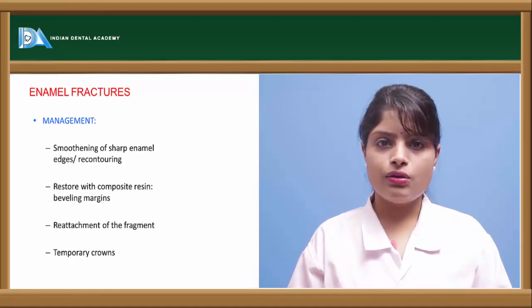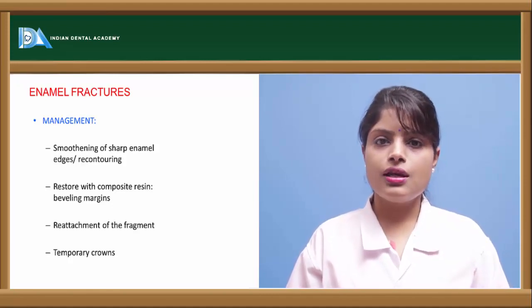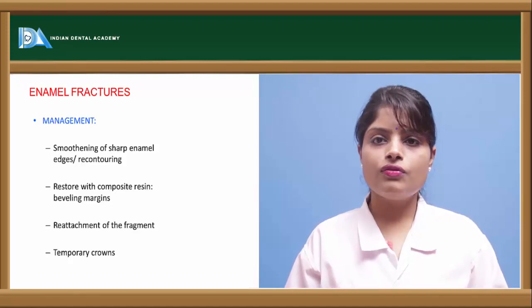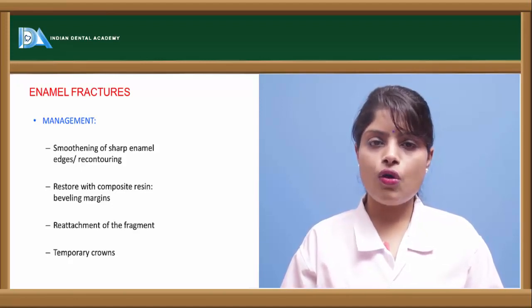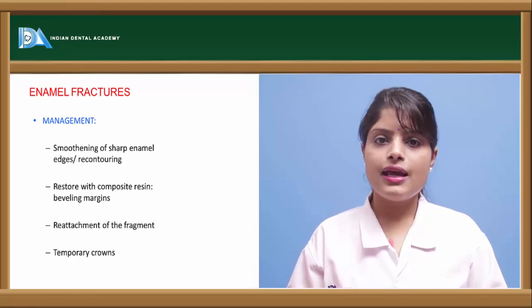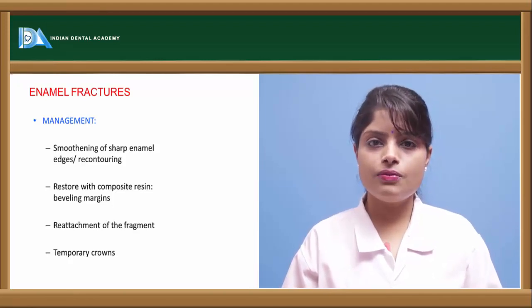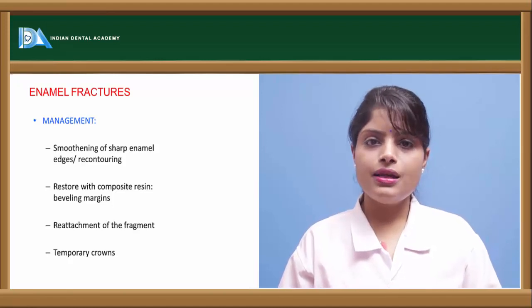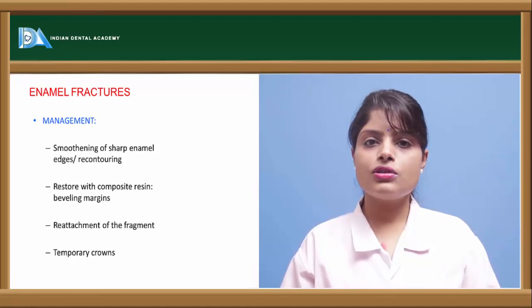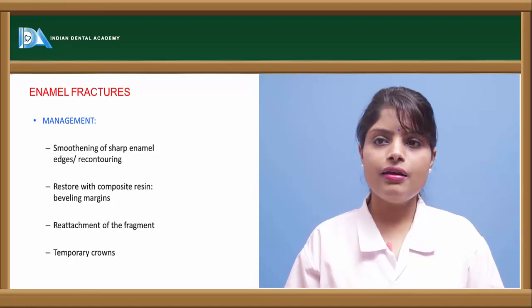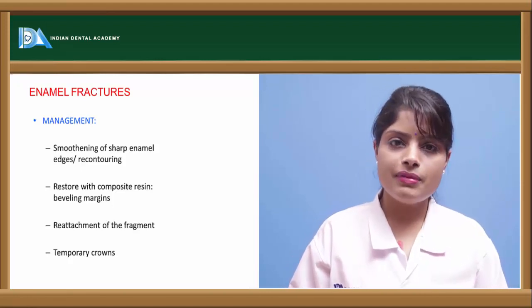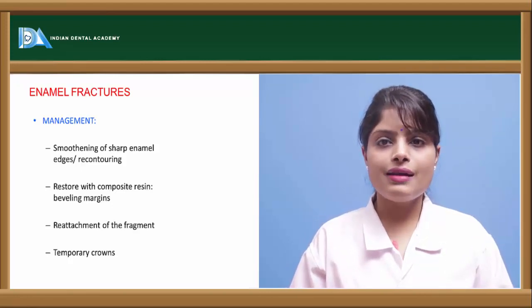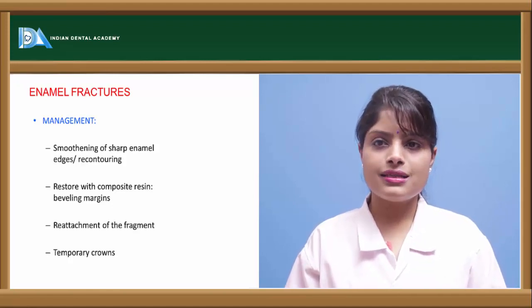The main management of enamel fractures depends on the loss of the enamel structure. For example, if there is only chipping of the enamel, we smooth the edges of the lost enamel by means of discs, and then by means of a straight fissure bur we recontour the enamel and blunt all the sharp line angles and point angles, and by means of a composite resin or a glass ionomer cement we finally restore the tooth and make it look close to the aesthetic enamel.